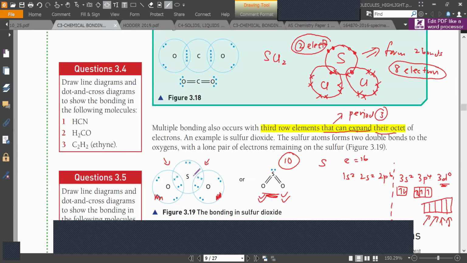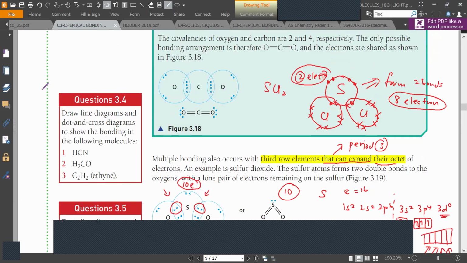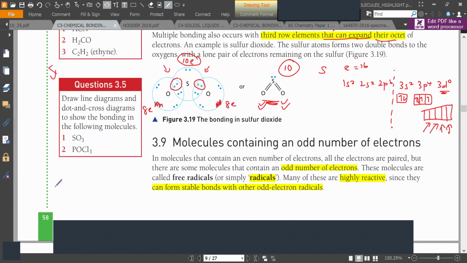But for the sulfur, it can. So instead of taking 2 for the bonding, it takes 4 for the bonding. So now it ends up with 1, 2, 3, 4, 5, 6, 7, 8, 9, 10. So now it has 10 electrons surrounding it. So it's okay for sulfur. It's not okay for oxygen. So oxygen is still 8 electrons and 8 electrons, while sulfur is 10. So it can happen for the expanded octet. Later when we try the questions, we will see lots of examples. There are also some more examples here. Later we can try if we have time.